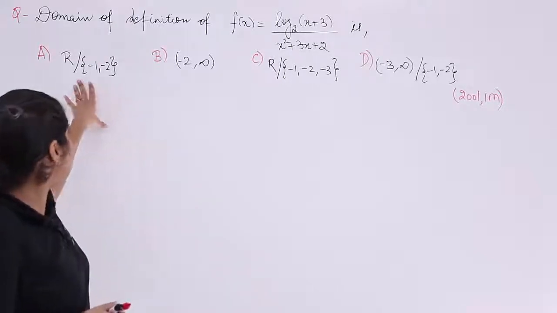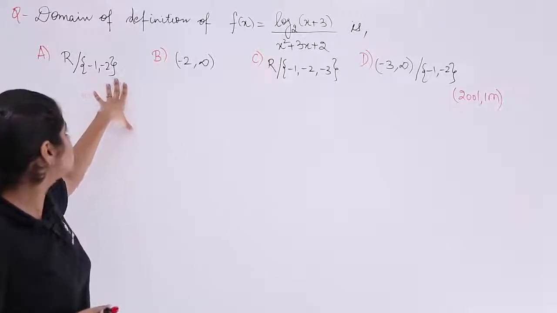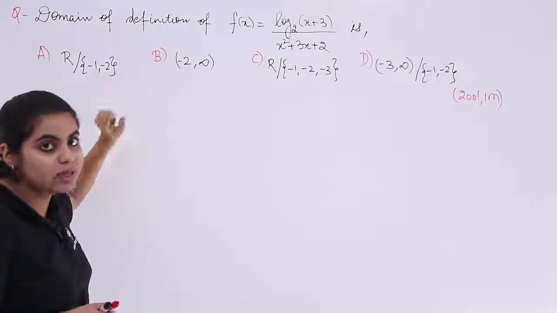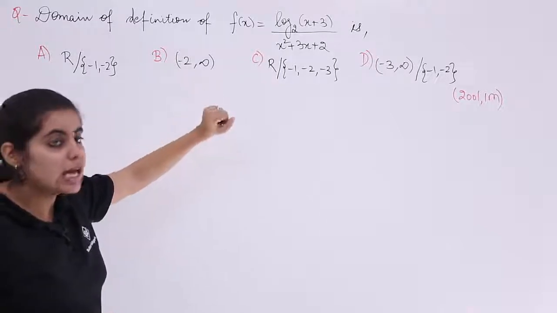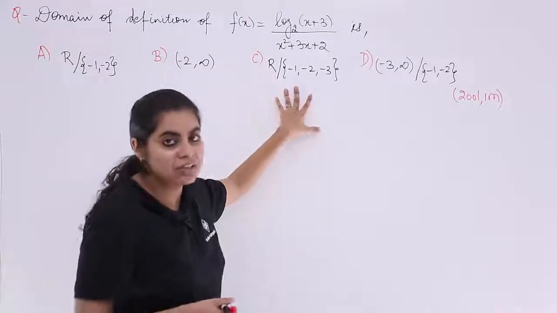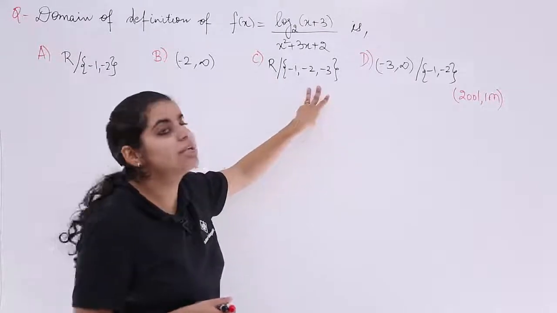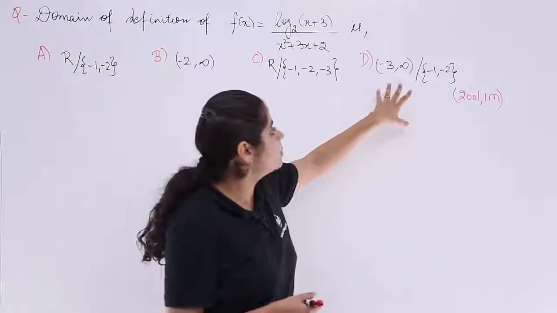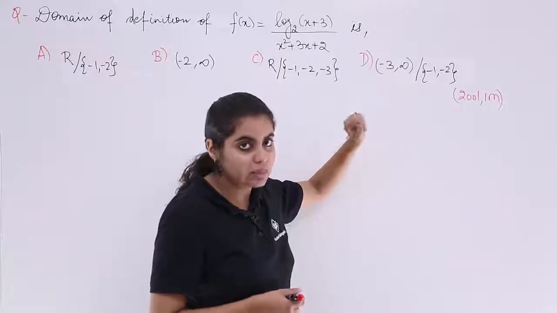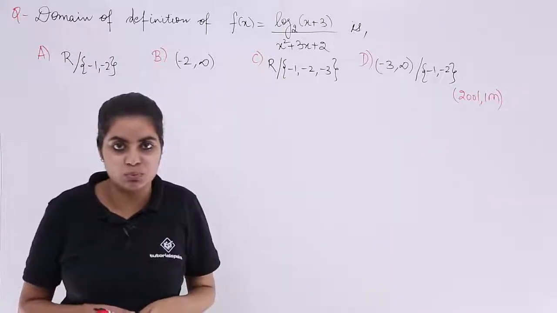The options are, namely: real, and in the denominator we have minus 1 and minus 2 as excluded. Option number 2 is simply minus 2 to infinity. Option number 3 is real in the numerator, and what is excluded? We have 3 elements excluded: minus 1, minus 2 and minus 3. Option number 4 is minus 3 to infinity, and what is excluded in the denominator? Minus 1 and minus 2.